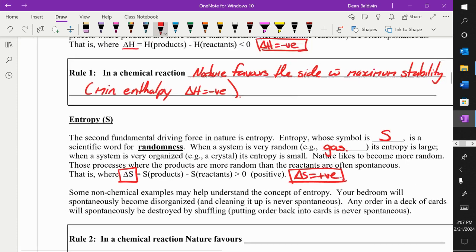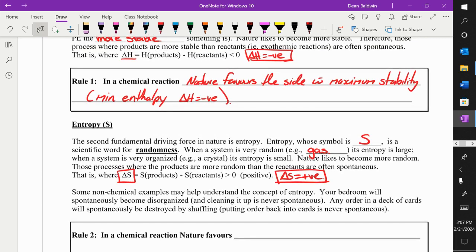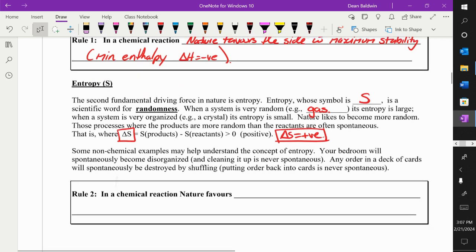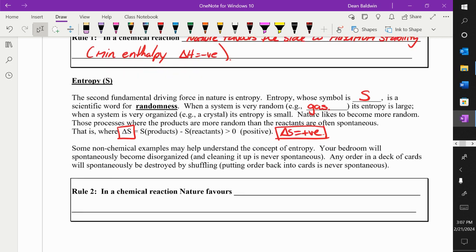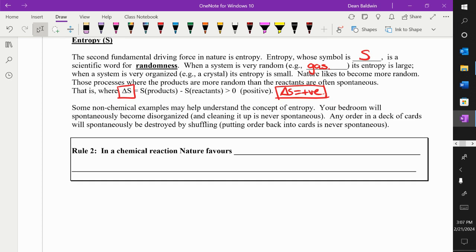So this is where kids will get confused. Delta H we want to be negative because that means we have a more stable product. But entropy we want to be positive because that means we're more random. So ideally we have an exothermic reaction that produces a highly random product. That'll push the reaction towards the products. We're going to practice this because it's very, very important. It drives a lot of stuff. In a chemical reaction, nature favors the side with maximum entropy.